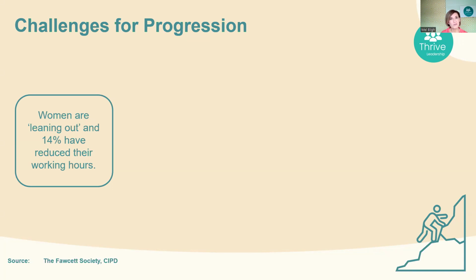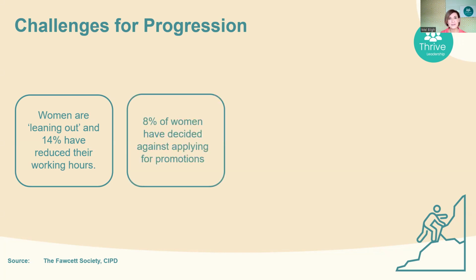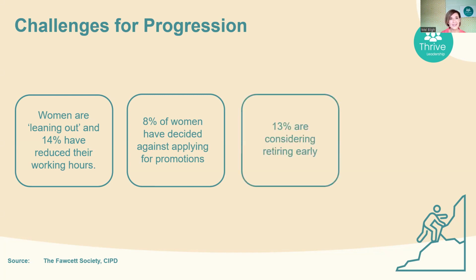There are some facts that are really quite alarming around that. At this time, 14% of women will reduce their hours. That's very common. 8% of women have decided against applying for promotions. I know from my discussions with women that many are able to be on the senior leadership team and they decide not to be because it's just too much on top of everything else. 13% are considering early retirement, which I find really alarming, especially as women who are 50 plus are the fastest growing segment in our workplace. So unless we address this, we've got a significant hole in our bucket that we can't afford in our labour market.